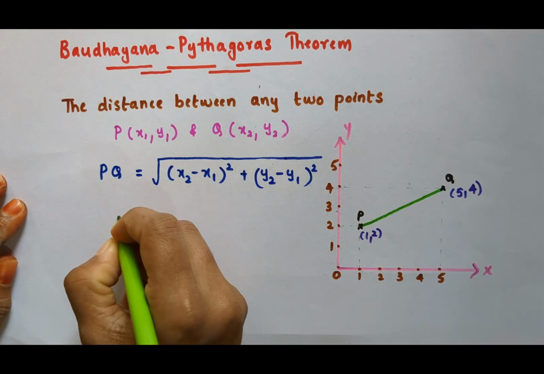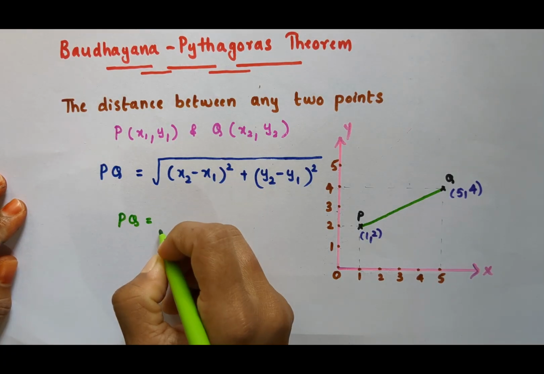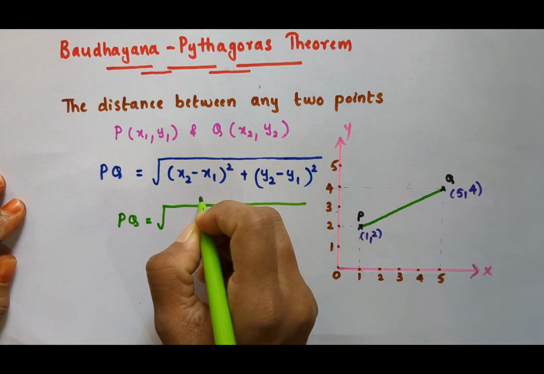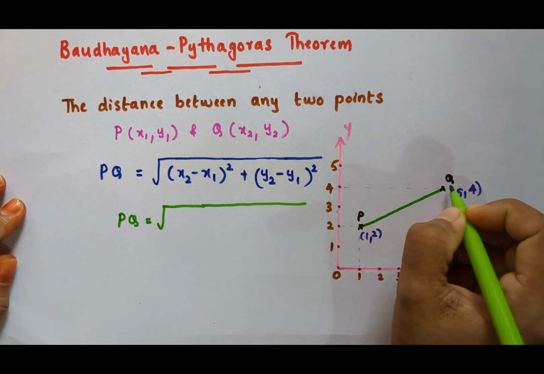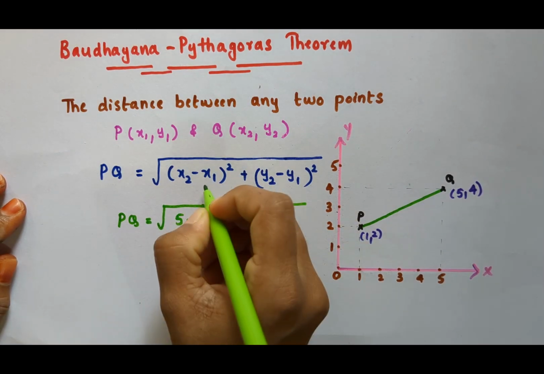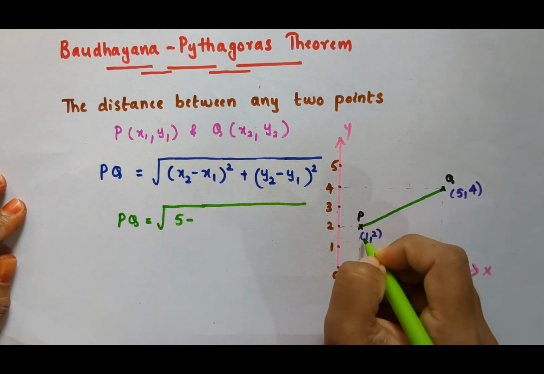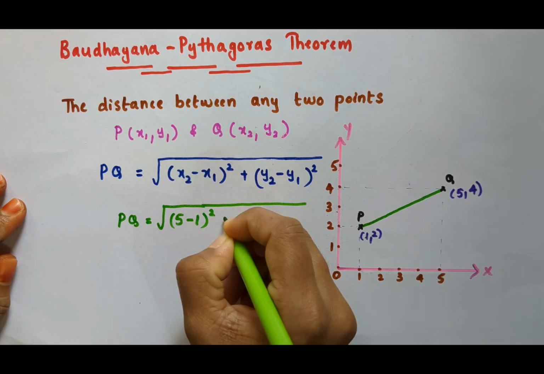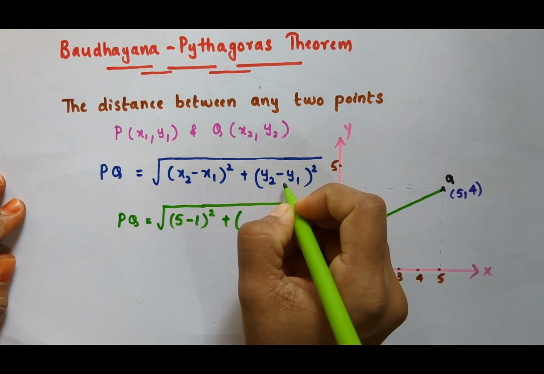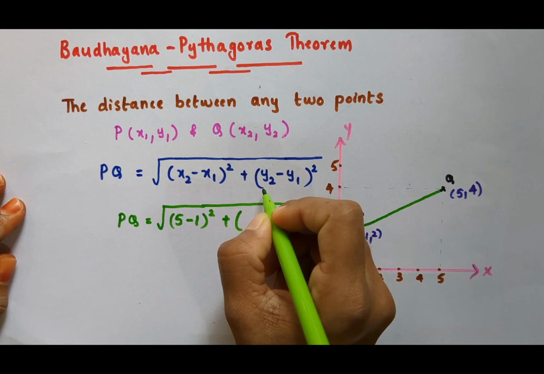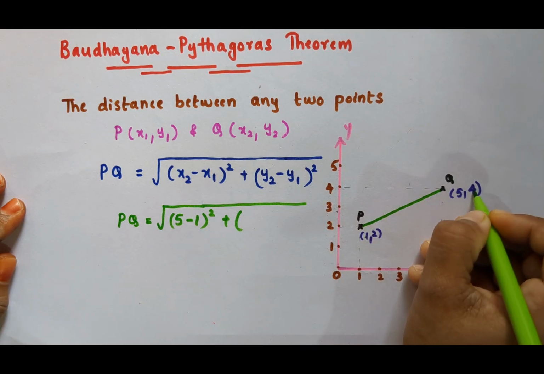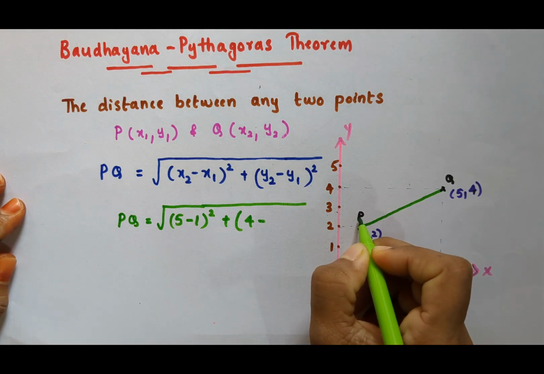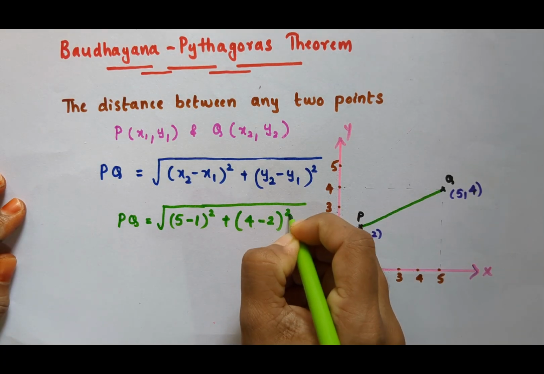This distance PQ is given by this equation, that is square root of (x2 minus x1) the whole square. So x2 means x component of Q, that is 5, minus x1, the x component of the point P, which is 1. So (5 minus 1) whole square plus (y2 minus y1) all square. y2 is the y component of the point Q, which is 4, minus y1, the y component of this point P, that is 2. So (4 minus 2) all square.